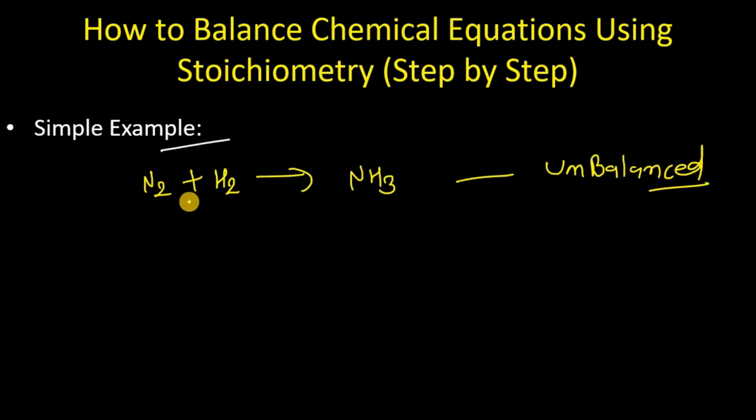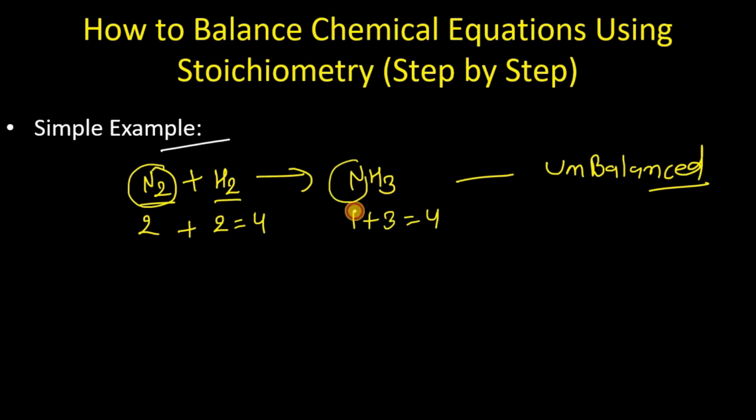This equation is not balanced because if you see the number of atoms here, nitrogen is 2 and hydrogen is 2, so it becomes 4. Here, the number of atoms of nitrogen is 1 plus the number of atoms of hydrogen is 3, so it becomes 4. But nitrogen is 2 here and 1 here, and hydrogen is 2 here and 3 here, so this is unbalanced.